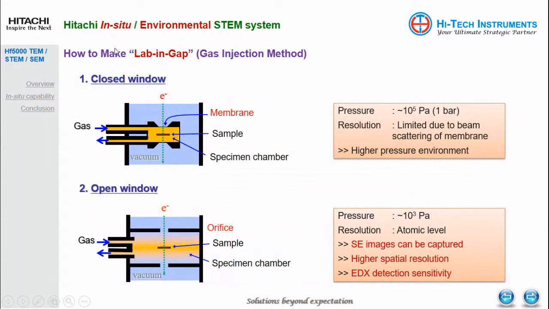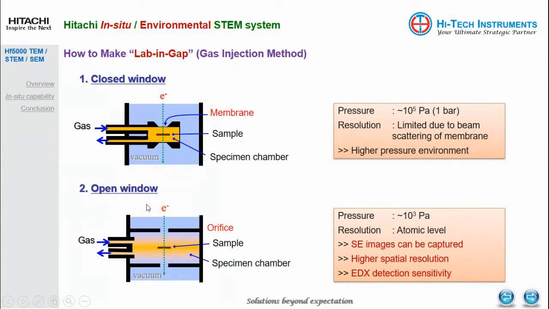This is the traditional closed window. So this is the column, and usually the holder is inserted here to have gas flow within the holder. There is a membrane here, you put your sample here, but the whole column is still in high vacuum. The pressure for this one is 10 to the power of 5 Pascal based on the TEM column pressure. And the resolution is limited due to beam scattering of the membrane, because the membrane is there so that the gas won't release into the high vacuum.